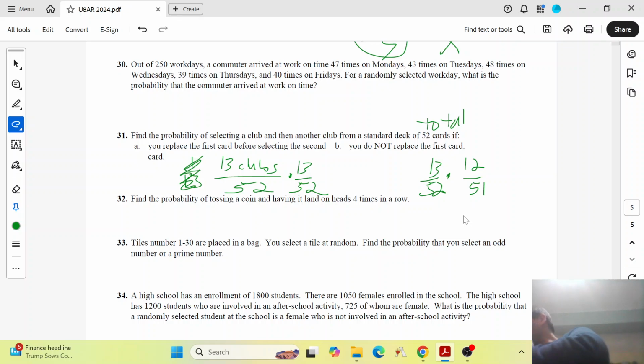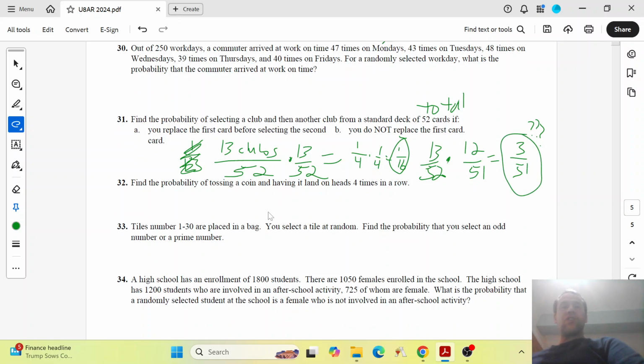So 13 out of 52 reduces to 1/4. So we have 1/4 times 1/4, which is 1/16. And for the other one, we multiply straight across, and that gets a crazy number of 12 reduces to 3/51. Put that on your calculator and you'll see that reduce like crazy, I think. I'm not sure. Running out of time, but we'll give that a try there.